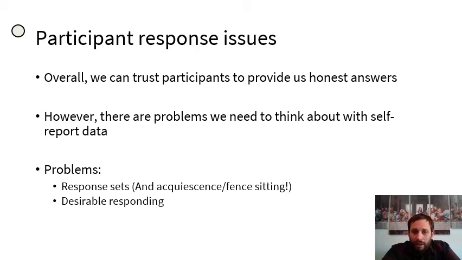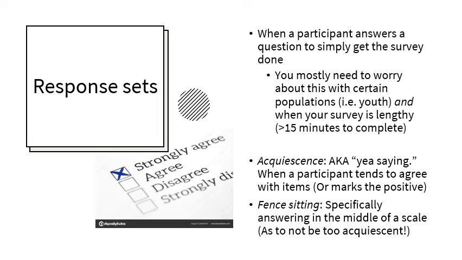So overall, I feel that it's necessary to state that we can trust participants to provide us honest answers. However, there are problems we need to think about with self-report data. And we're going to discuss those problems in more detail. The two problems that I see most often cited in the literature or in textbooks are response sets, known as this idea of acquiescence and fence-sitting responses, and then additionally desirable responding. So let's go ahead and talk about the first problem with participant responding, which is response sets.